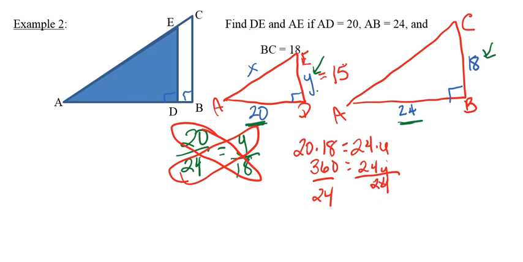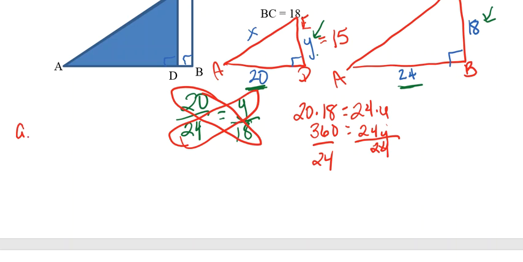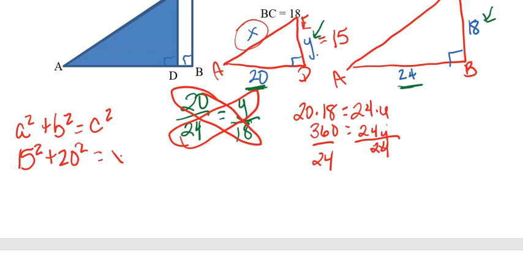The other thing they're asking us to find is AE. Since these are right triangles, AE is actually the hypotenuse. Since I have a right triangle and I'm looking for the hypotenuse, I'm going to be using the Pythagorean theorem. The Pythagorean theorem is a squared plus b squared equals c squared. I don't know the hypotenuse, that's my x. So I have 15 and 20. It doesn't matter which one you put where, just make sure they go in for A and B. 15 squared is 225. 20 squared is 400. 400 plus 225 is 625.